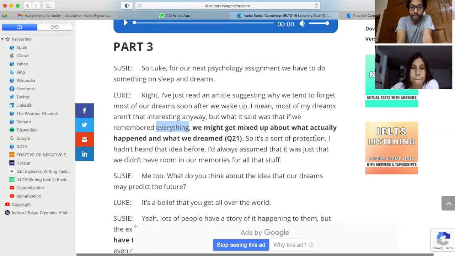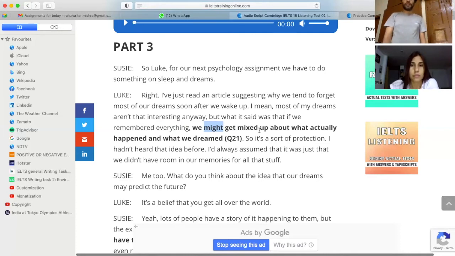I had not heard that idea before. I had assumed that was what I thought, but the research said something different. I used to think that we did not have room for our memories, the guy is saying. But that's an assumption. What did he read in the research? In the research, he read that your memories might get mixed up. Mixed up means confused. Your memories might get confused.